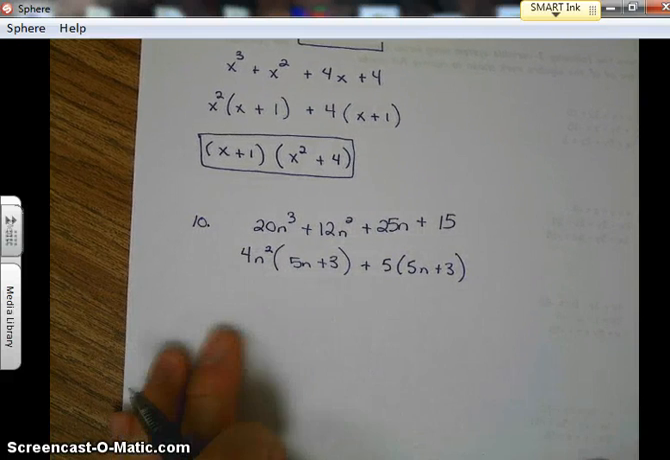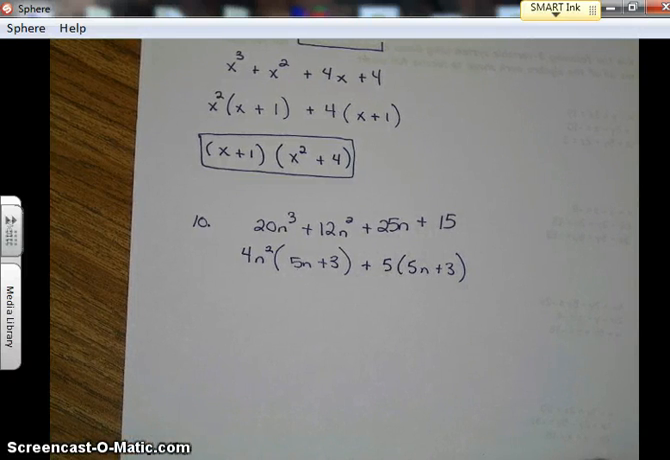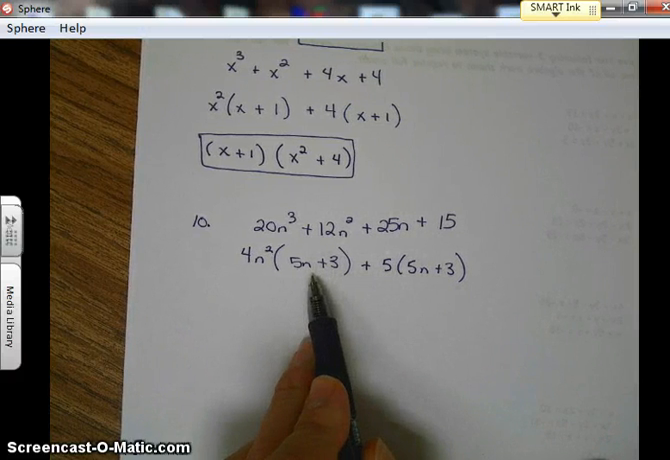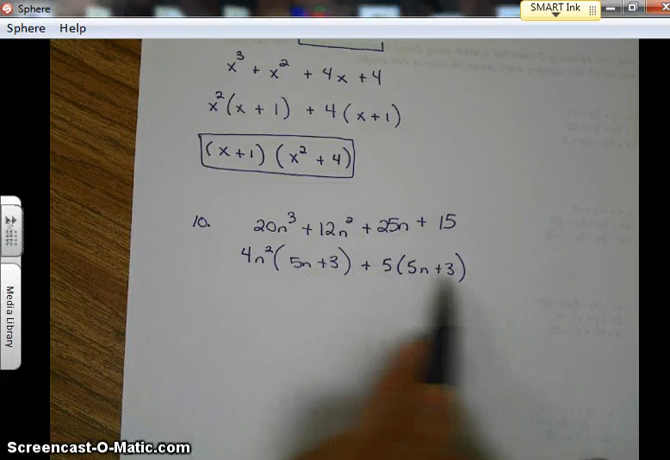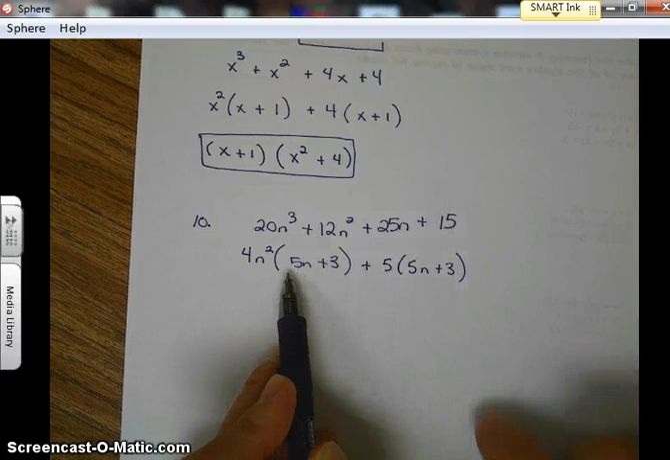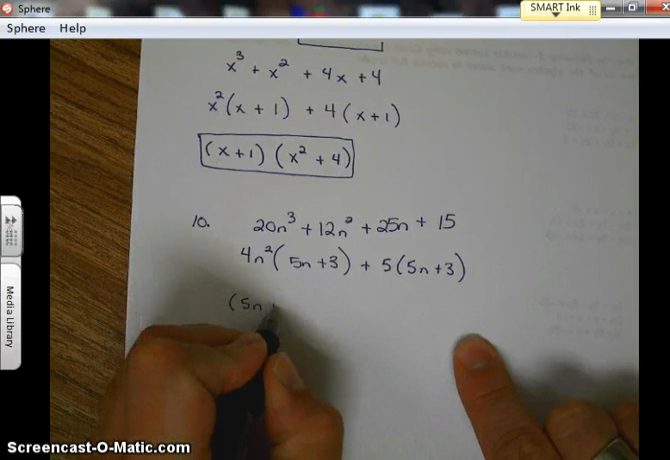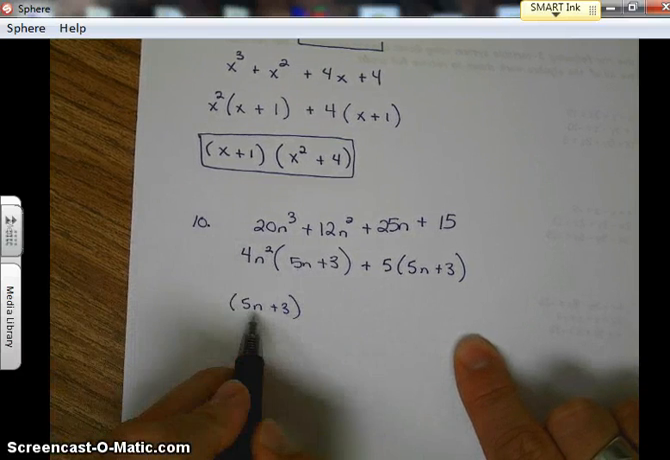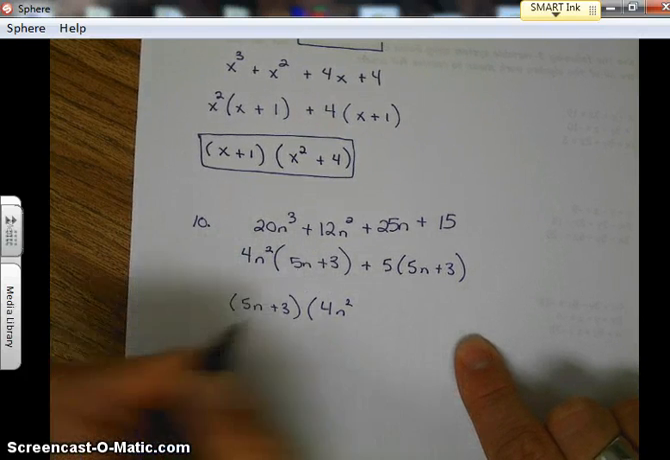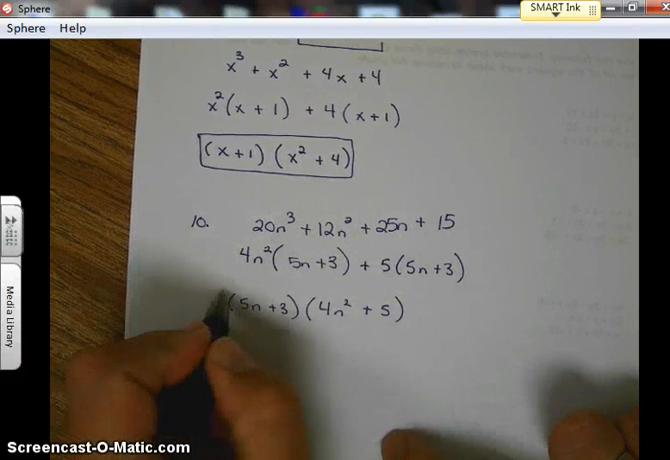Did I do it correctly? How do I know I did it correctly? That's right, Gracie. The two groups are the same. So we know we did the grouping correctly. So we're going to factor out a 5n plus 3 out of both terms. So factoring out of the first term, we're left with 4n squared. Factoring it out of the second term, we're left with a 5.